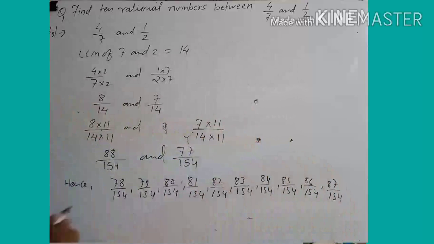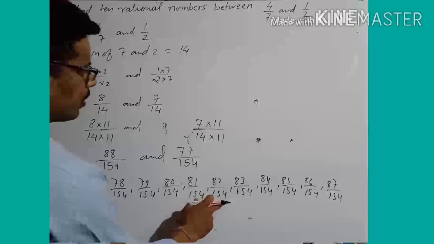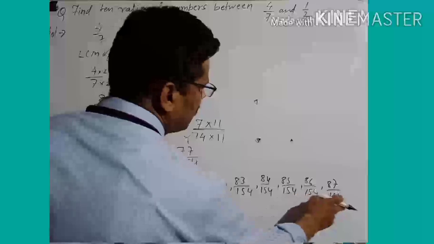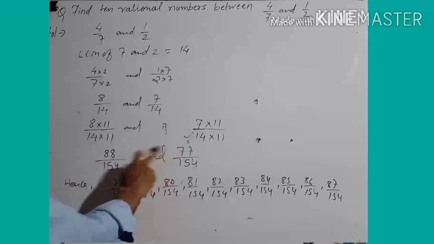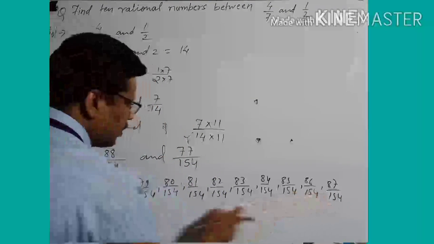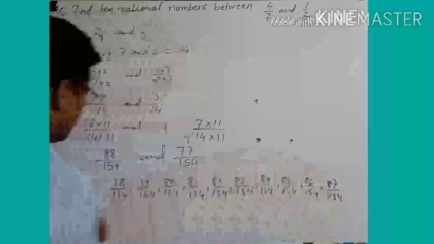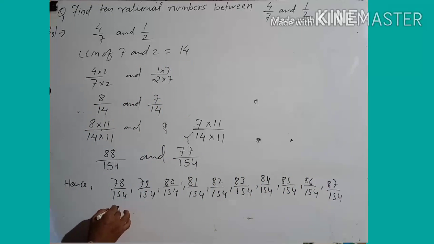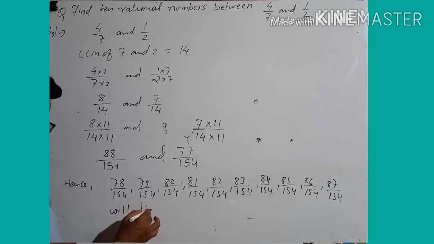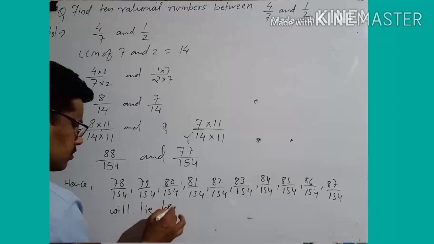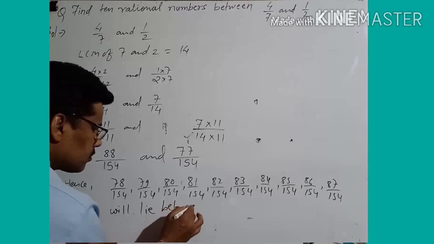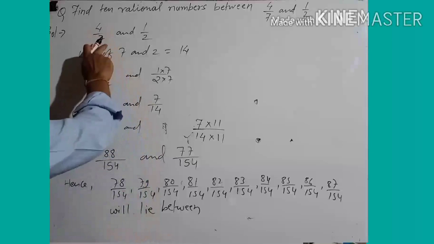Now you can count 1, 2, 3, 4, 5, 6, 7, 8, 9, 10. Exactly 10 numbers you are getting between them. So we can write here that these numbers, 78 upon 154 onwards, will lie between which numbers? Actually, our actual number is 4 upon 7.